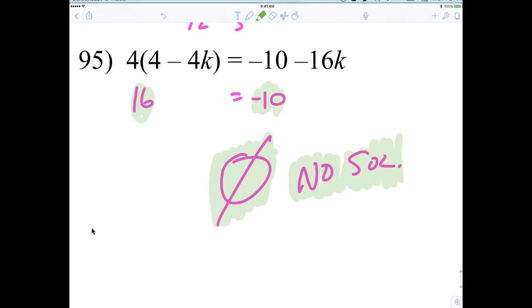All right, does everybody understand now the difference between no solution and identity? An identity would be if something equals itself. If that, for example, was 16 minus 16k equals 16 minus 16k, that would be an identity. Does everybody know the difference with that? Yes. It's like an R, and then there's an extra line. You put a line, and then you make another line, and then you make your R.